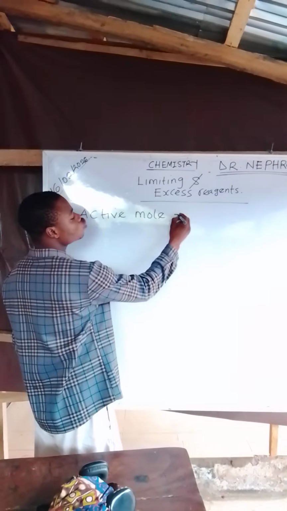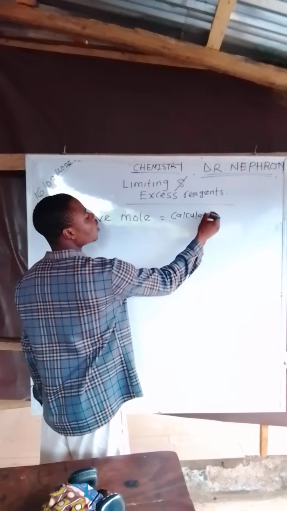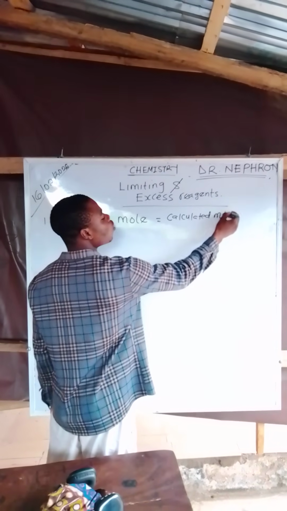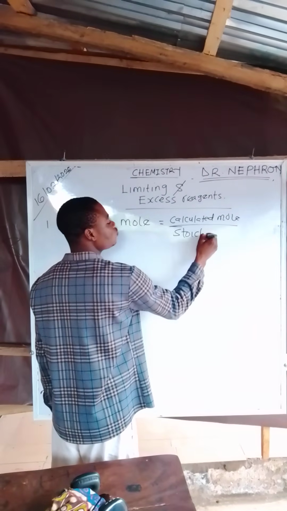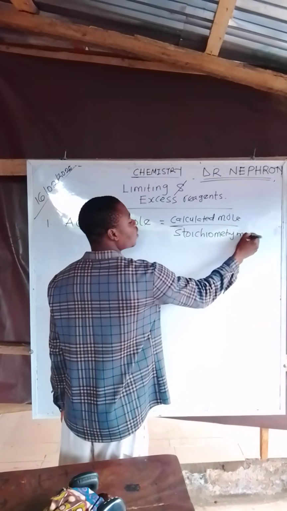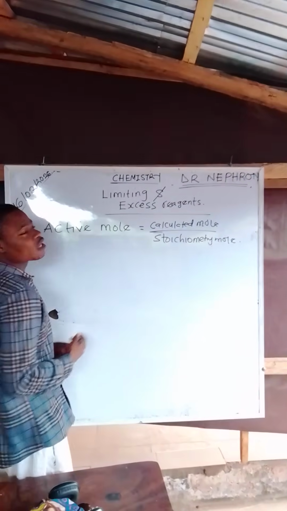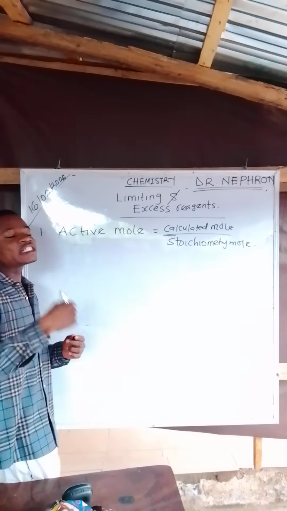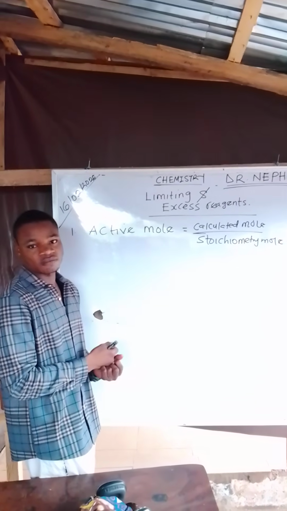Active mole is equal to calculated mole divided by stoichiometry mole. Calculated mole over stoichiometry mole. Okay, now what do we call calculated mole? Calculated mole is the number of moles that you calculate by yourself in an equation.